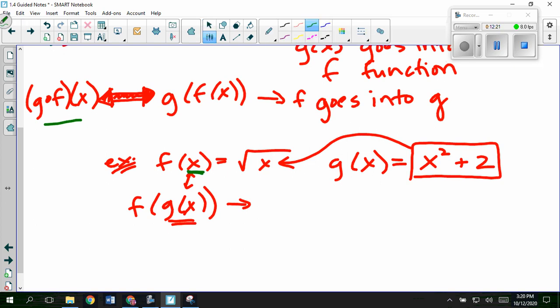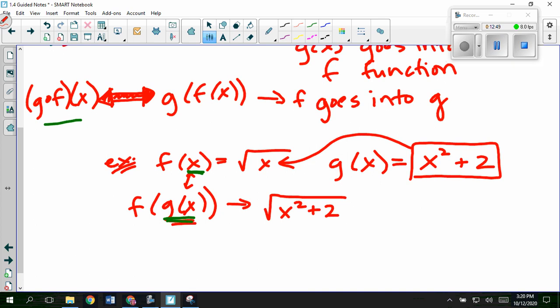I'll try to put those together color-wise. Because those are in the same spots, I want to take that g of x function and put it in for the x. That's the same idea of what function notation really means. That means I'm going to have the square root of, and then x squared plus 2. And that would be a composition of two functions.